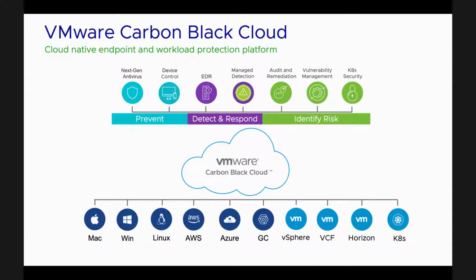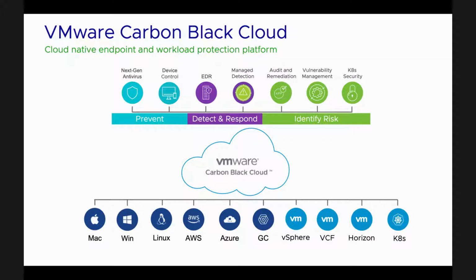So let's start by talking about Carbon Black Cloud, what it is, and then we'll get into how we integrate and work with Sumo Logic. First, Carbon Black Cloud is a collection of products. We are a cloud platform that offers prevention, detect and respond, and identify risk capabilities through next-gen AV, EDR, device control, Kubernetes, and vulnerabilities. The differentiator for us is that we have a single backend, a single agent that is deployed, and multiple products that can be enabled or disabled based on licensing.